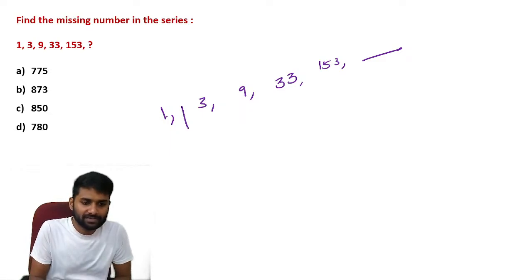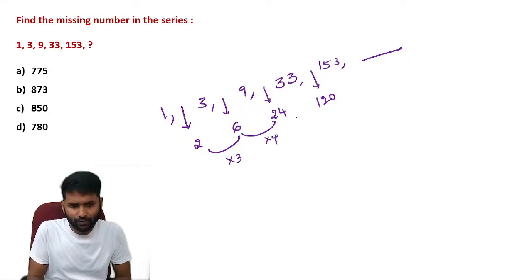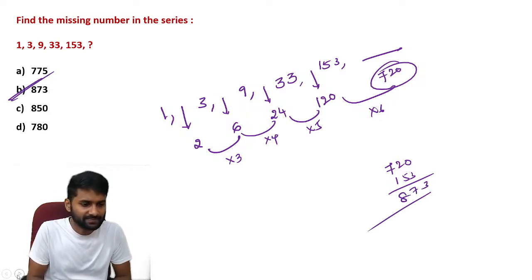Again, see, find the difference. If you find the difference here, it's a difference of 2, then a difference of 6 units, a difference of 24, and a difference of 120. Let's go through the sequence here: into 3, into 4, into 5, into 6. So 120 into 6 is equal to 720. And those 720 added to 153, then 873 is the correct answer.